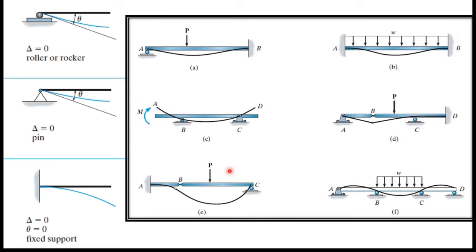So these are the common deflected shapes in different conditions. I explained this in example 1. I am not going to explain all these conditions in this video. Anyway, in this video we will need only this condition. So it's a fixed support. At fixed support, deflection equals 0 and slope equals 0.